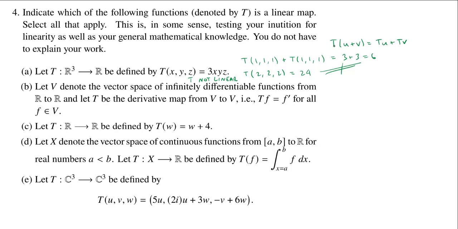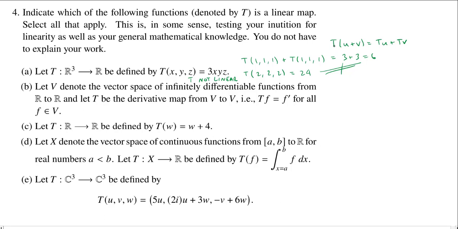All right, let's try B. I'm given a vector space V of infinitely differentiable functions from R to R. So that means I can take as many derivatives as I like, and I always get back a differentiable function. And then what is this T? That is going to be the derivative map. So I start with a differentiable function, it's infinitely differentiable, I take the derivative. It still has to be infinitely differentiable. Is this a linear map?